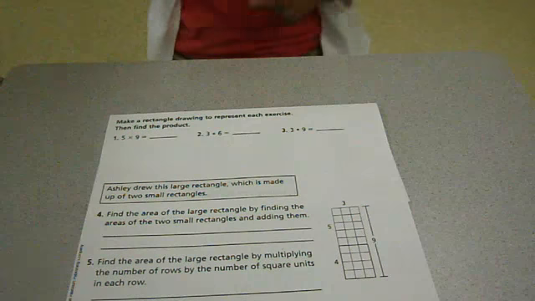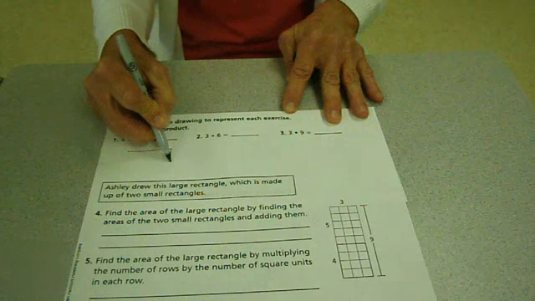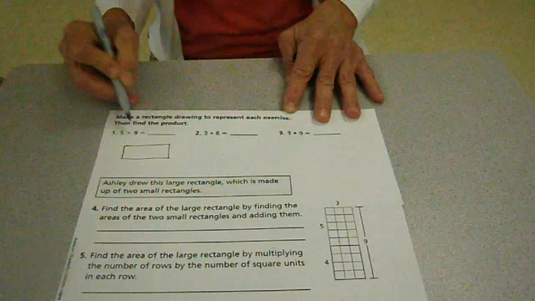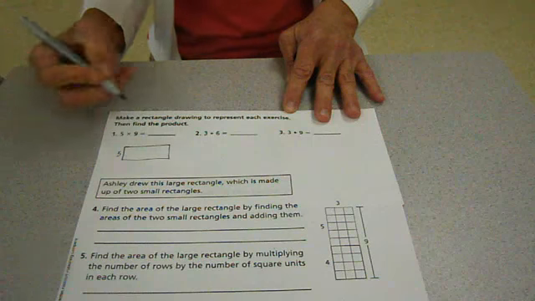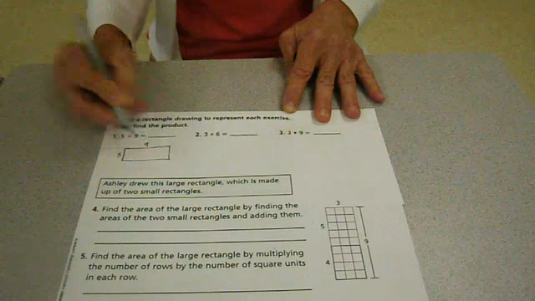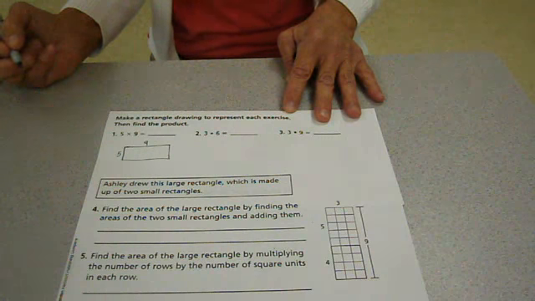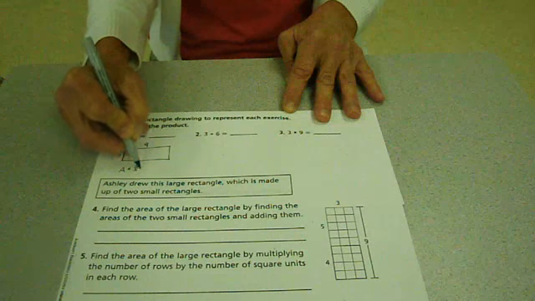Find the product. Okay, so I'm going to make a rectangle. I have 5 and a 9, so the short side, my width, is going to be 5, and my length is going to be 9. Remember, my formula is area equals length times width.